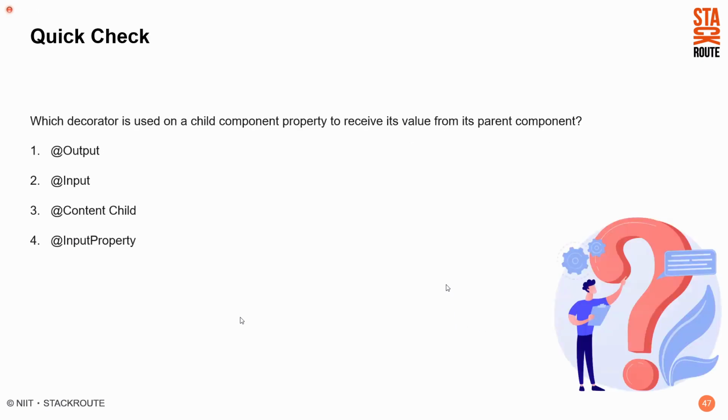Which decorator is used on a child component property to receive the value from parent? At input. So in the child, to receive value from parent, we will use at input. All of you clear with this?